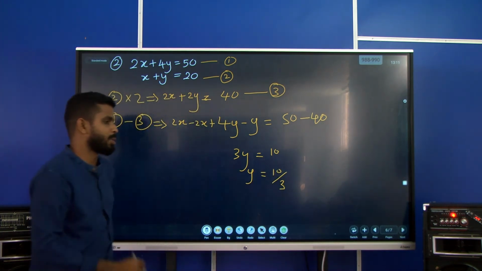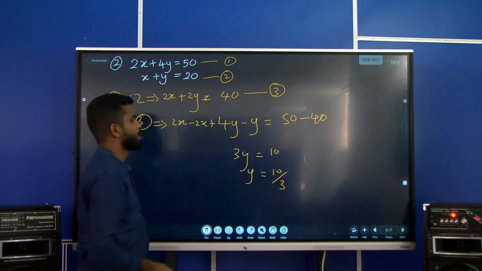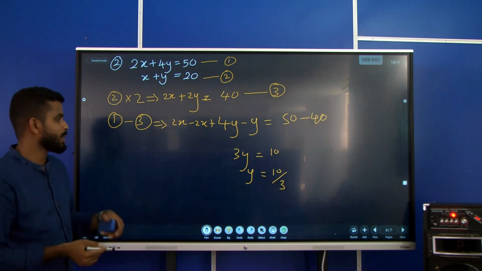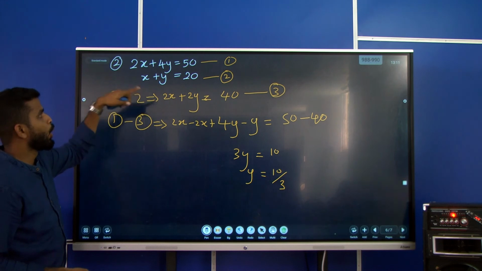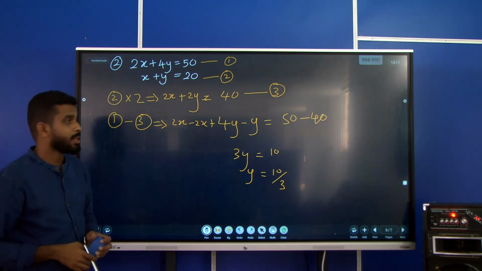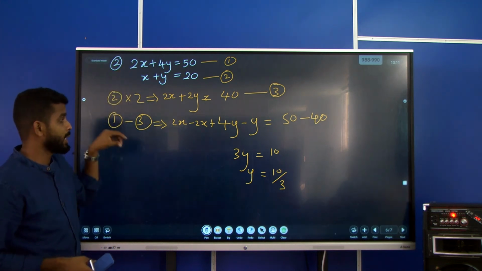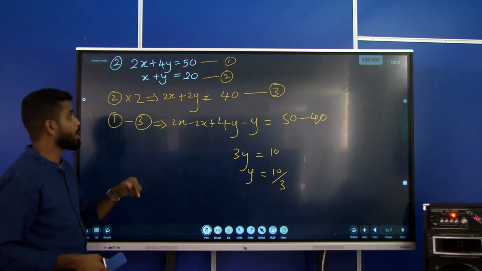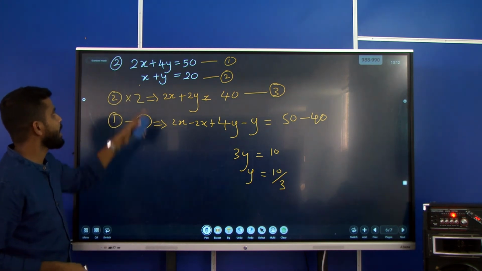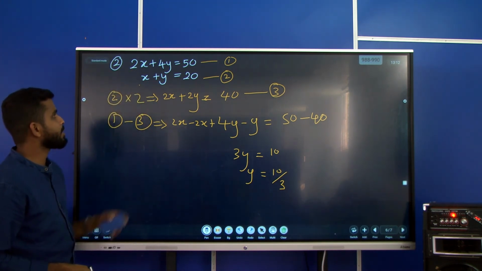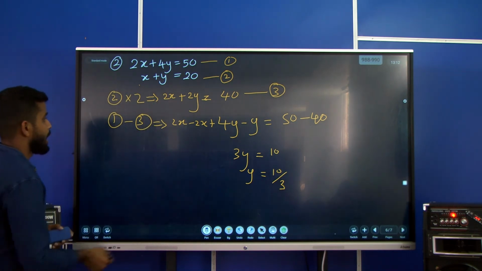Therefore the answer comes as 3.3 something. And for this value, y is equal to 10 upon 3, as we did in the previous question, we are going to substitute it in either equation 1 or 2. When you add or subtract, you give preference to the bigger equation. But when you substitute, you give priority to the simpler equation. Out of these 3 equations, the second one is the simplest. So we can substitute in the second equation.